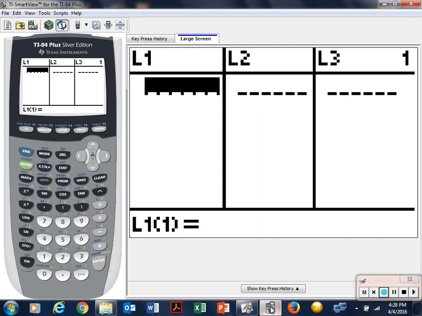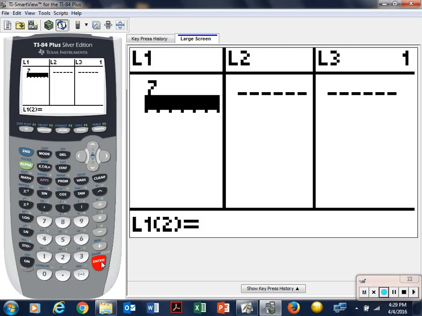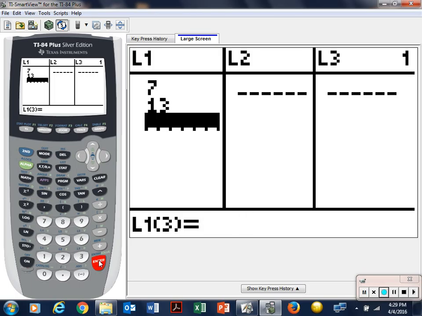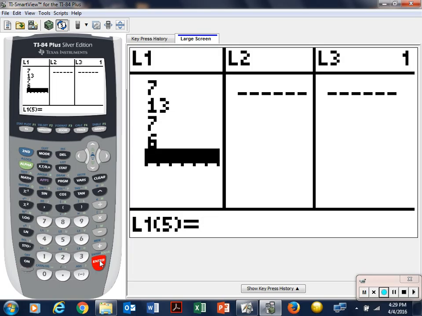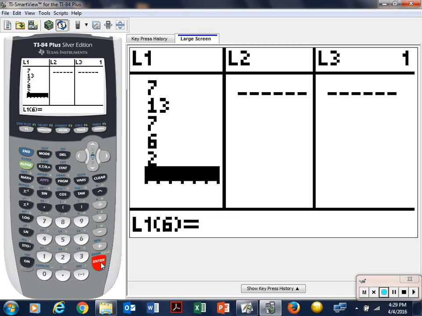All right, go to your calculator, go to list 1 and list 2. In list number 1, we are going to type the observed values. Okay, the observed values in list 1. Again, 7 students got 5s. 13 students got 4s. 7 students got 3s. 6 students got 2s. And 2 students got 1s.